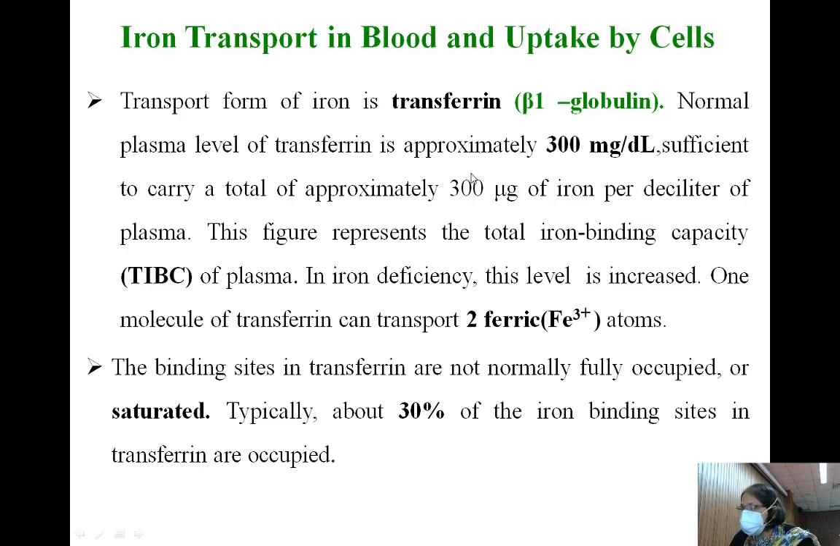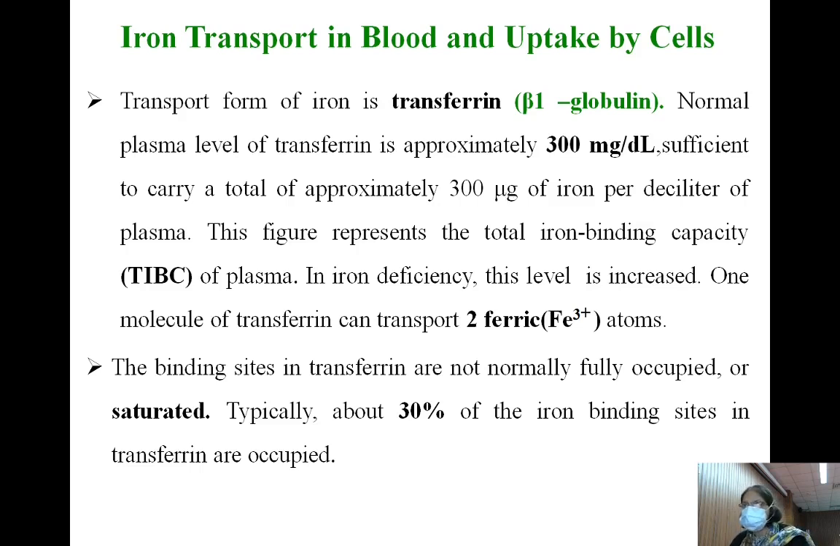Combine with the iron. One transferrin has 2 binding sites for ferric iron, don't confuse. That means all the binding sites of the transferrin are not occupied by the iron, isn't it? That's why the 300 milligram per dl is sufficient to carry only 300 microgram of iron per deciliter of the plasma. Okay, that is called TIBC.